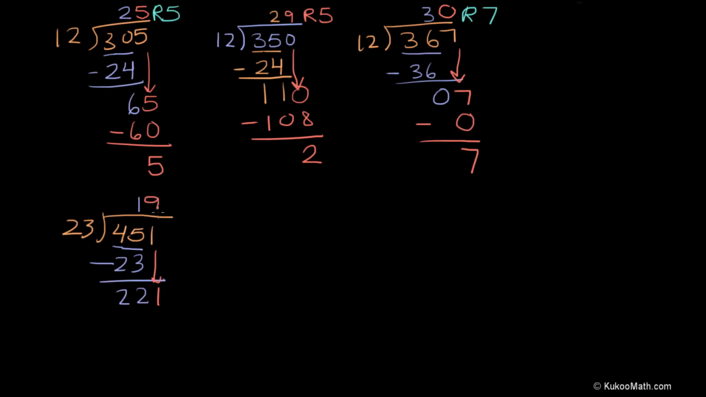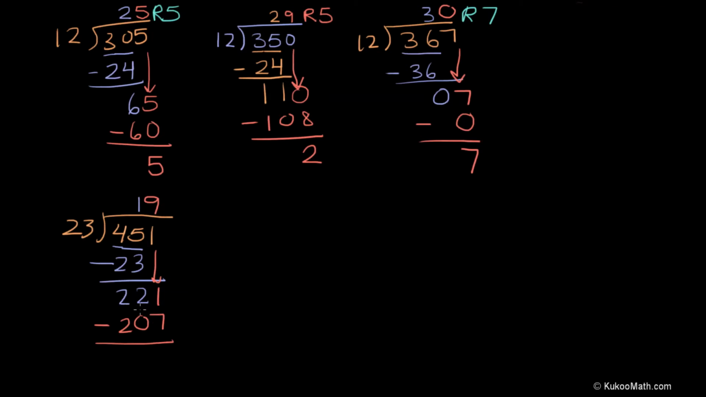Let's try 9. 23 times 9, let's multiply this. 3 times 9 is 27, so I'll write the 7. Remember that we're carrying a 2. 2 times 9 is 18, and we add 2, so 20. So the answer is 207. And then we subtract.